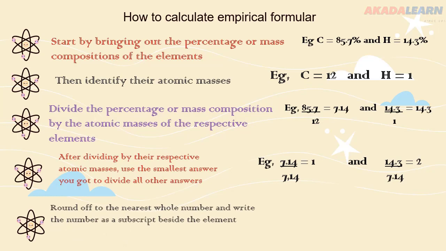Round off to the nearest whole number and write the number as a subscript beside the element. So the empirical formula in this case will be CH2. Don't forget, in chemistry, we should have said C1H2, but once it is 1, we just don't write it.